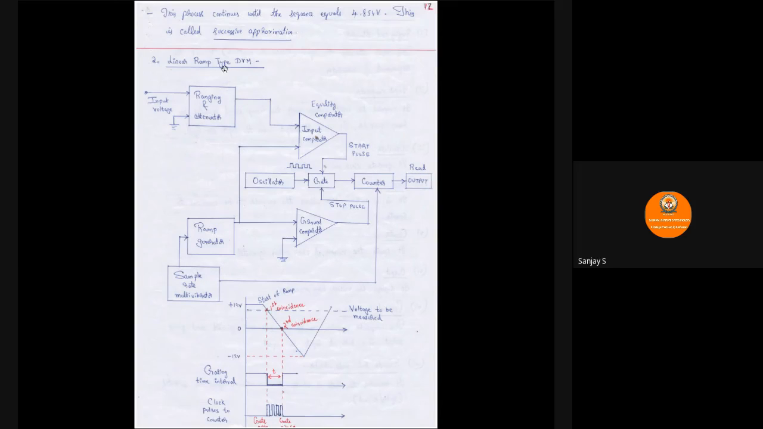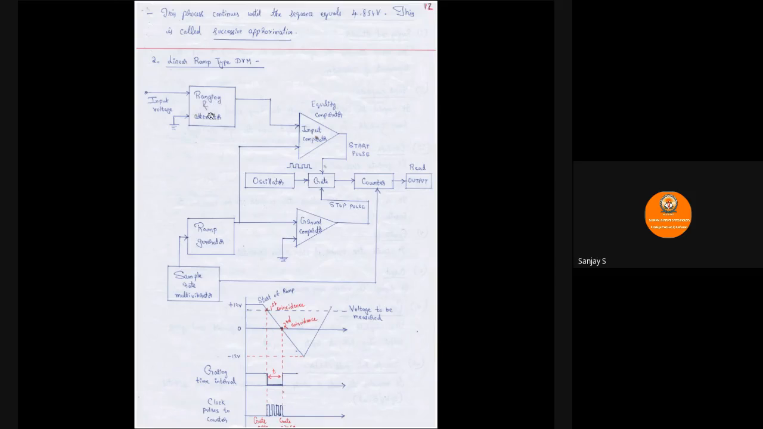Next method is linear ramp type DVM. So coming to linear ramp type DVM, here we have the following blocks: ranging and attenuator, input comparator, ground comparator, oscillator, gate, counter, output, ramp generator, sample rate multivibrator. And we can see a waveform here. Let us understand each of them.